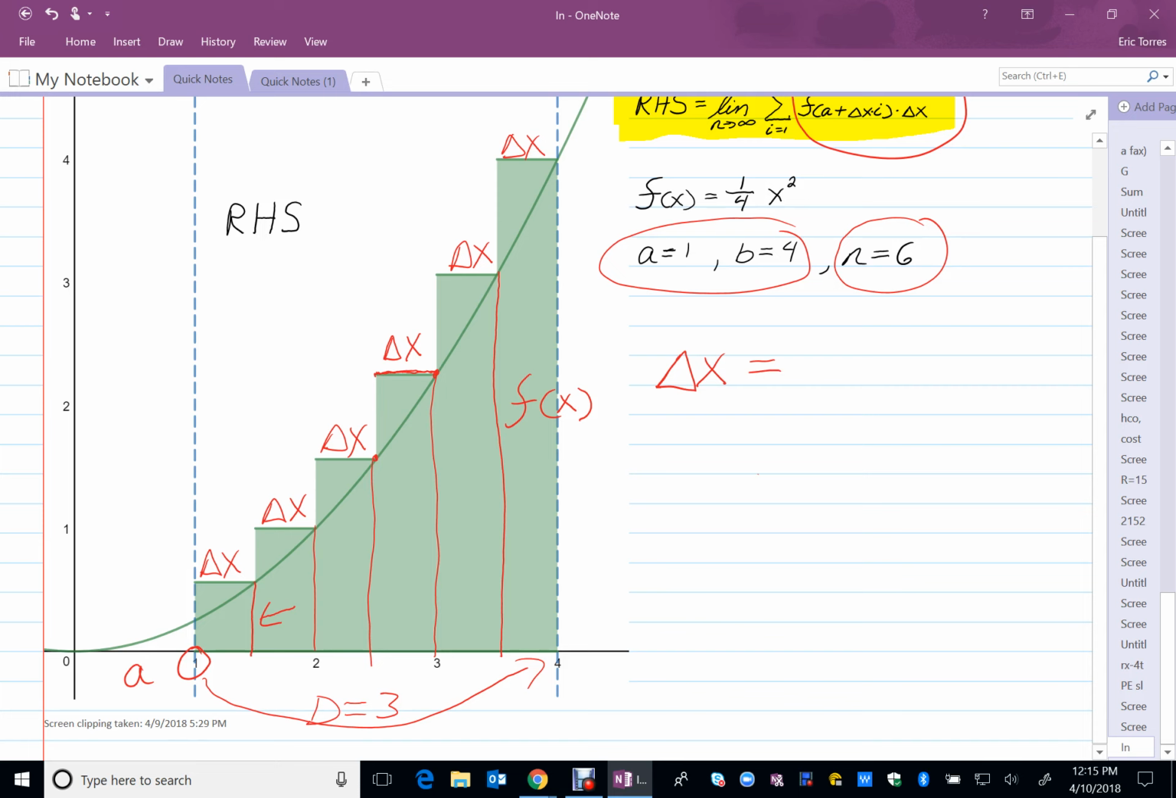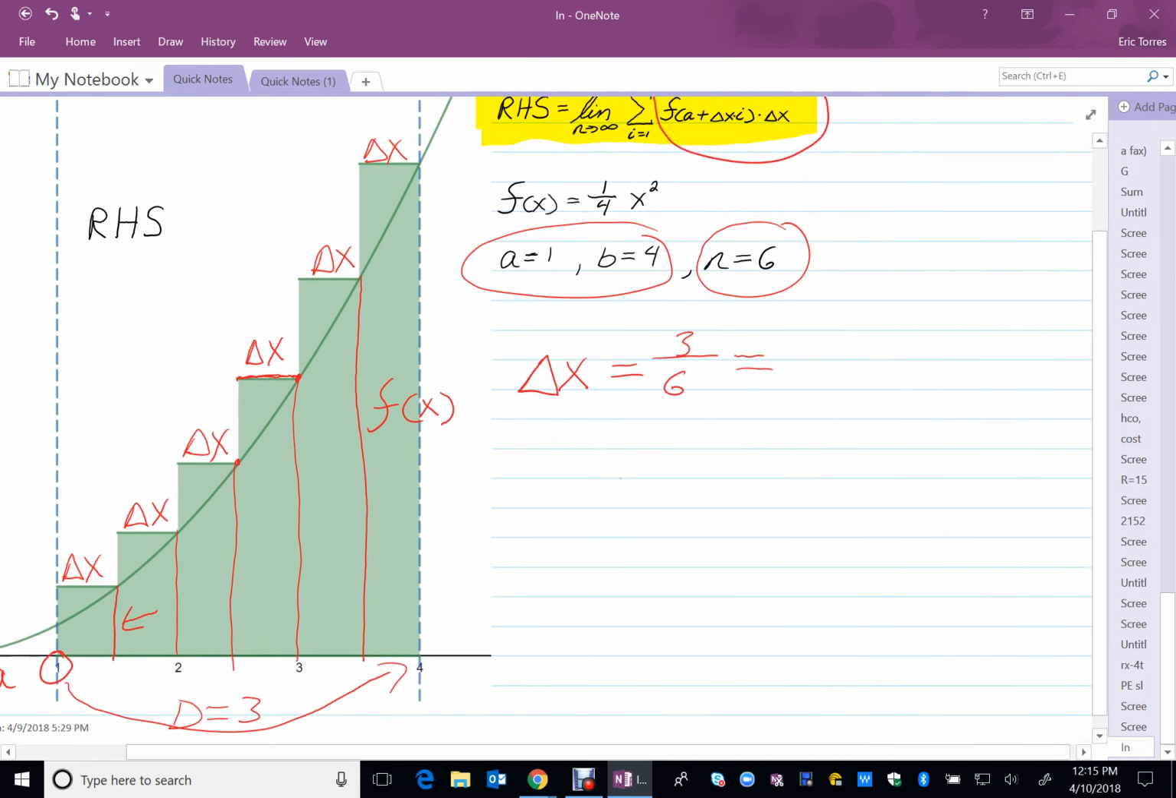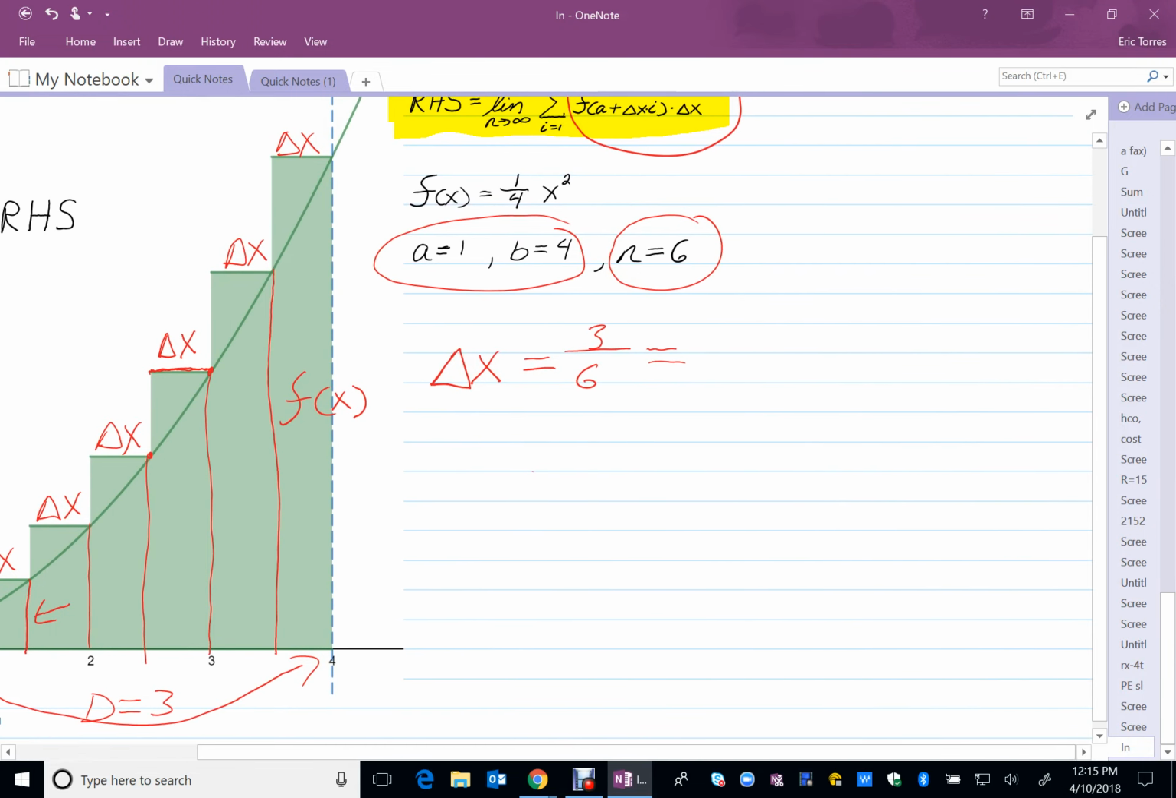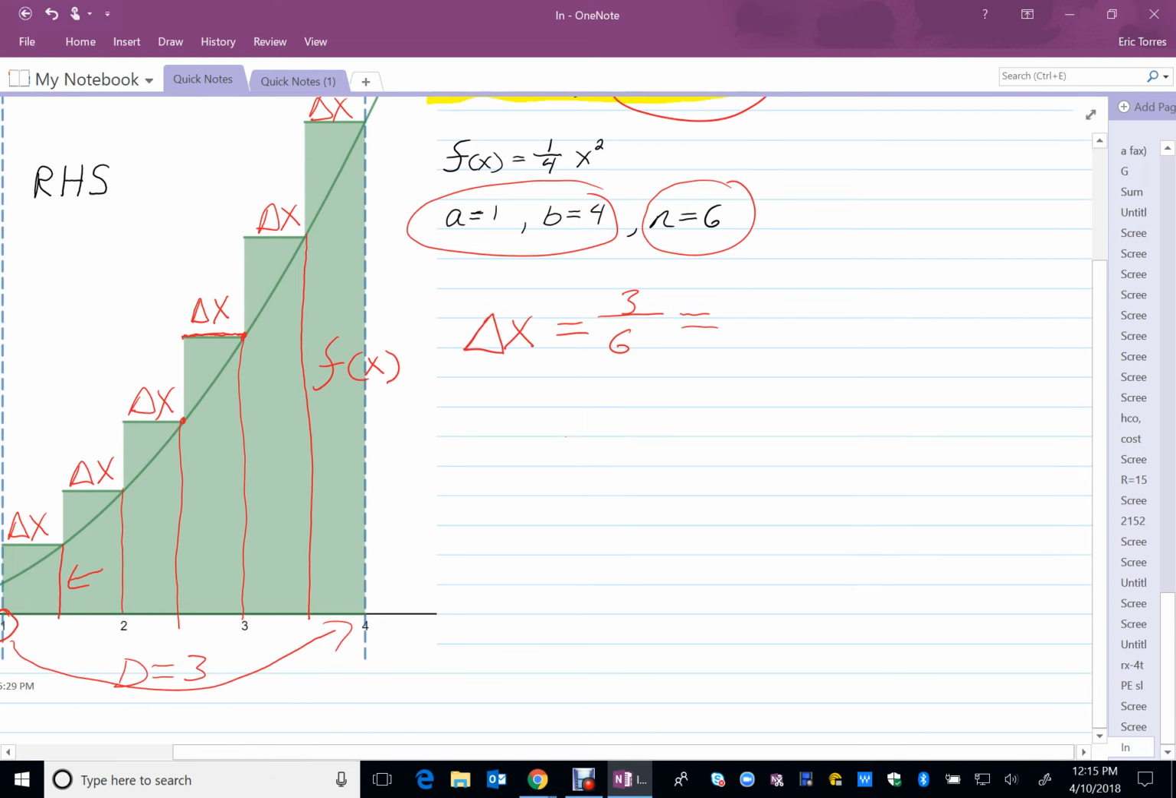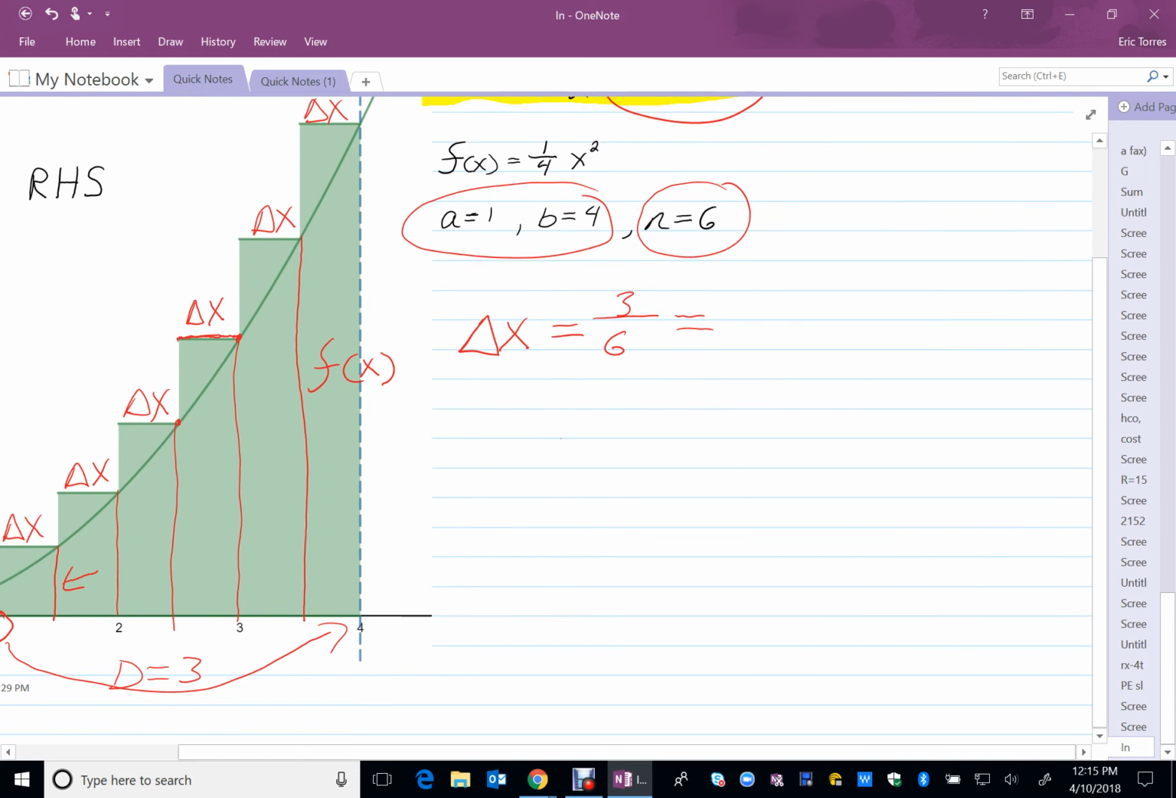And again, I got that from the 3 divided by 6. And let's think about where that 3 came from. That was the total distance I traveled in x by taking the end value minus the beginning value. That's where the 3 came from. I started at 1, I ended at 4. That's a total distance of 3, but I need to cut that into the number of rectangles.